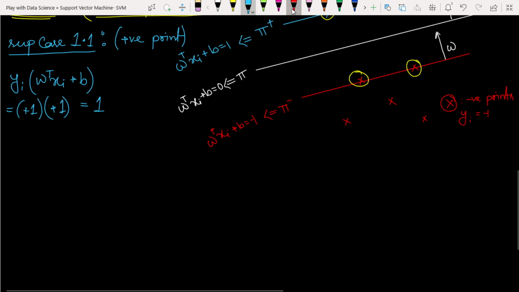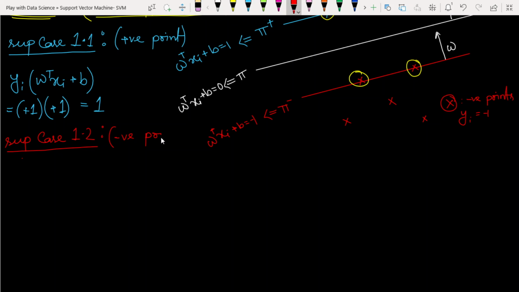Now let's consider case 1.2, on negative support vectors. Here I am considering negative support vectors, where yi is negative one. So what will be the value of yi times (W transpose xi plus b) now? What will be the equation?